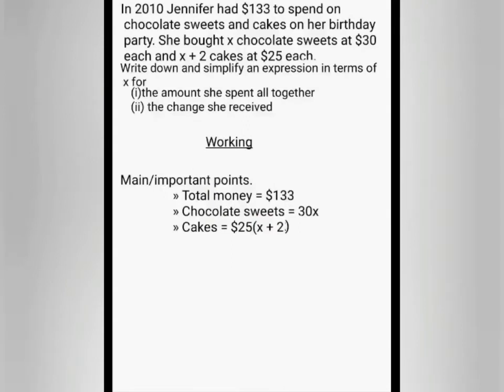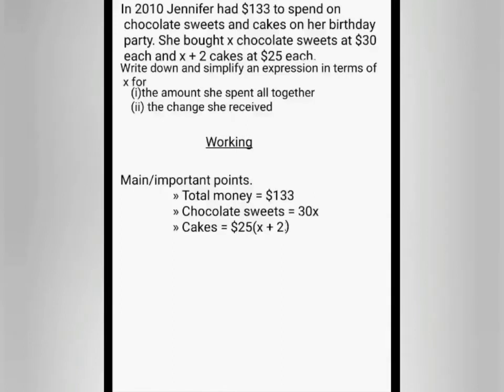So our first question reads, in 2010 Jennifer had $133 to spend on chocolate, sweets and cakes on a birthday party. She bought x chocolate sweets at $30 each and x plus 2 cakes at $25 each. Write down and simplify an expression in terms of x for item 1, the amount she spent altogether, then item 2, the change she received.